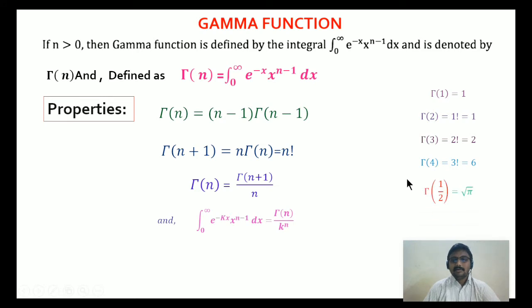And we have gamma half is root pi. Gamma negative half is negative 2 root pi. Don't forget these values. These are the properties of the gamma function. And gamma 0, gamma minus 1, gamma minus 2, gamma minus 3, and so on are not defined. Gamma is not defined for negative integers, including 0. Gamma 0 is also not defined.